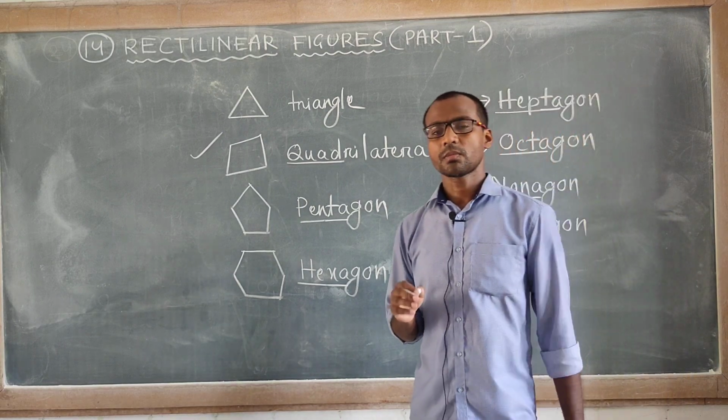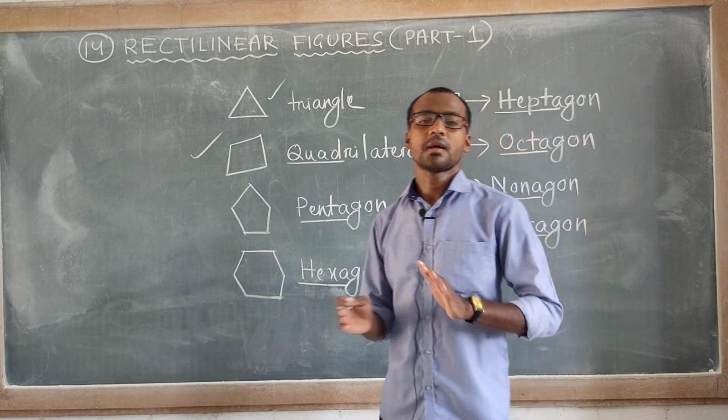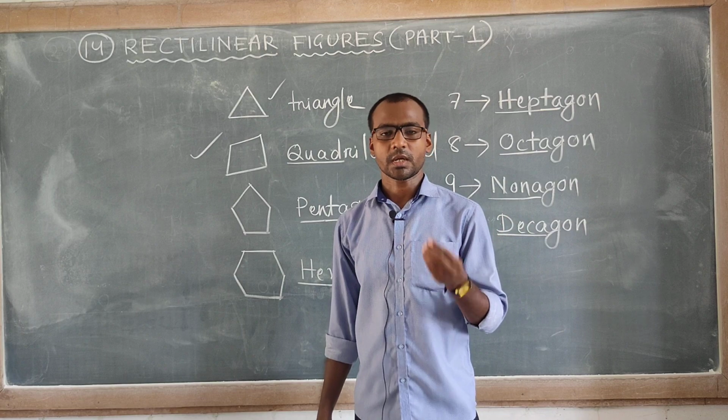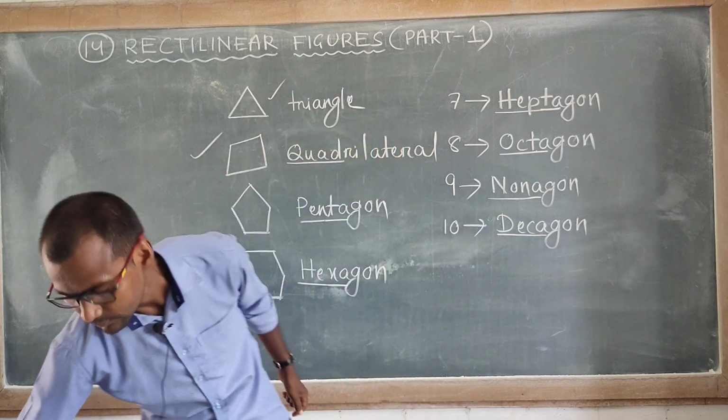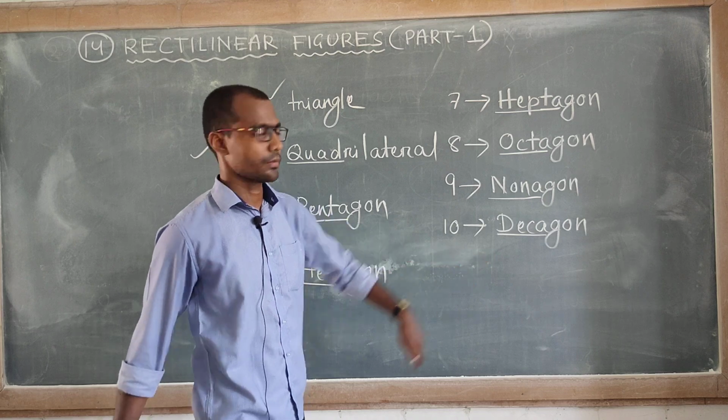The polygon having minimum number of sides is triangle. So don't think that triangle is different and polygon is different. Triangle is a special type of polygon. A polygon can have more than 10 sides also.